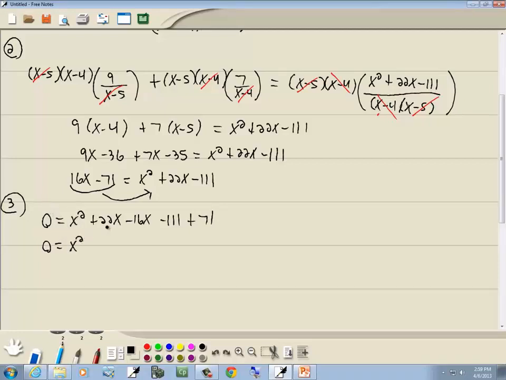Combine together like terms. 22x minus 16x is plus 6x. Negative 111 plus 71 is negative 40. Yeah, negative 40.